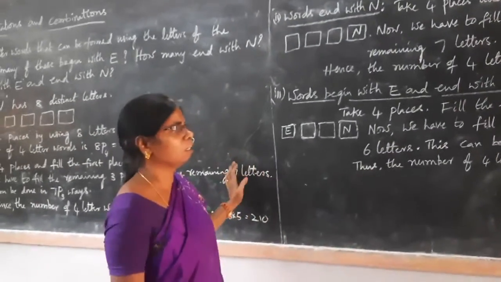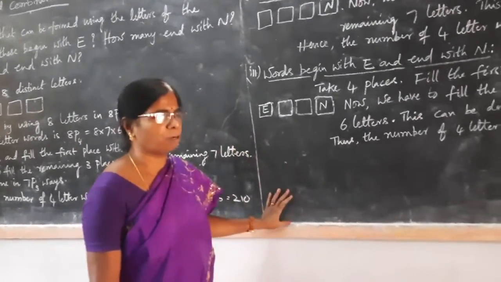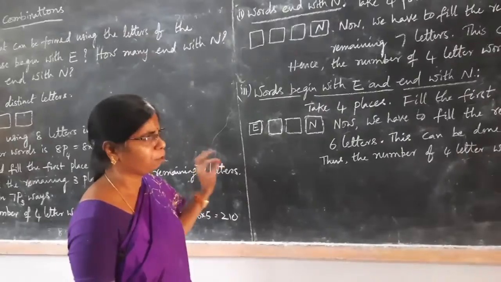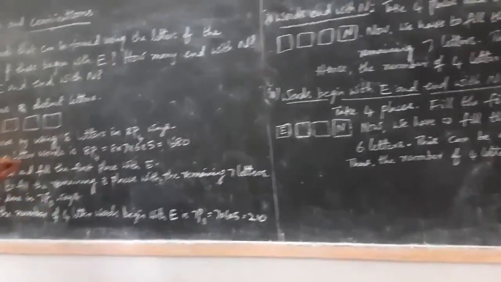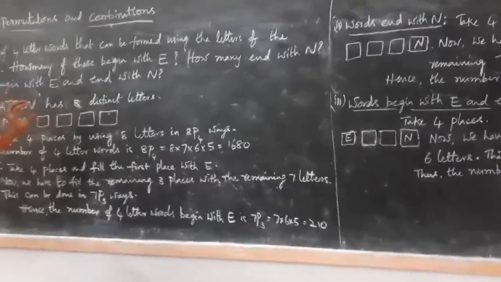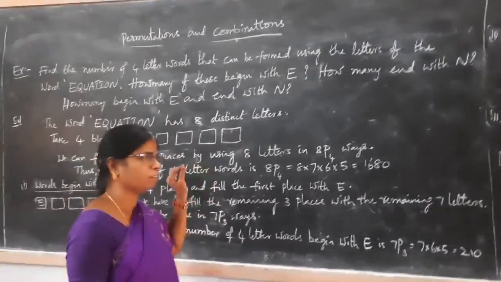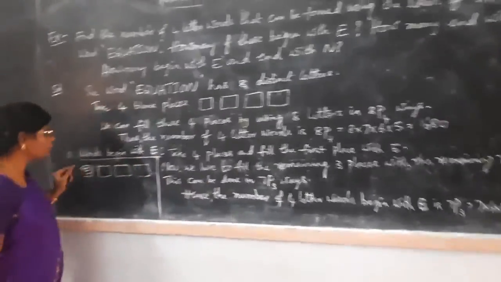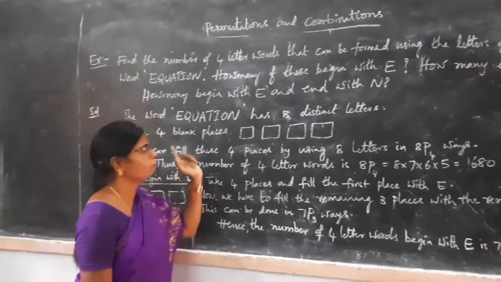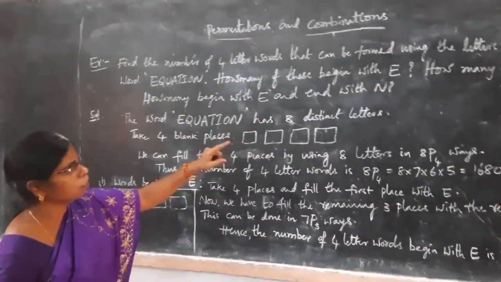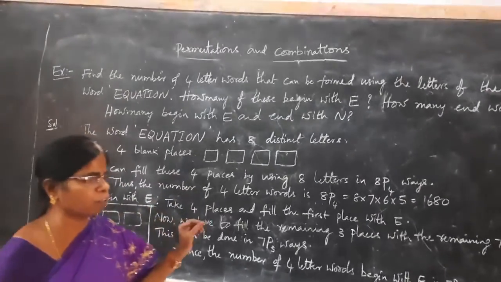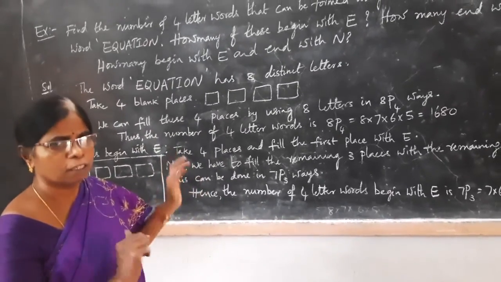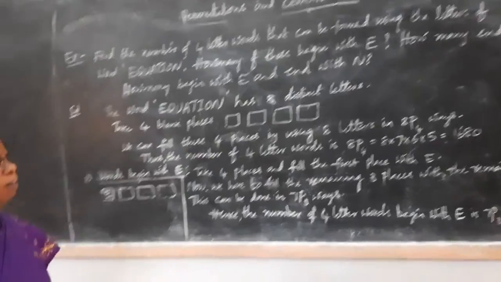in your exercise also. You can solve all those problems on your own. Try to apply the condition whatever is given in the problem. See here, first, how many of these begin with E? If a word has to begin with E, first of all we have to fulfill that condition. So that's why I fill the first blank place with E. Next, what is needed in the second question? How many end with N? End with N means you have to fill the last place with N. Like this you can understand this problem.